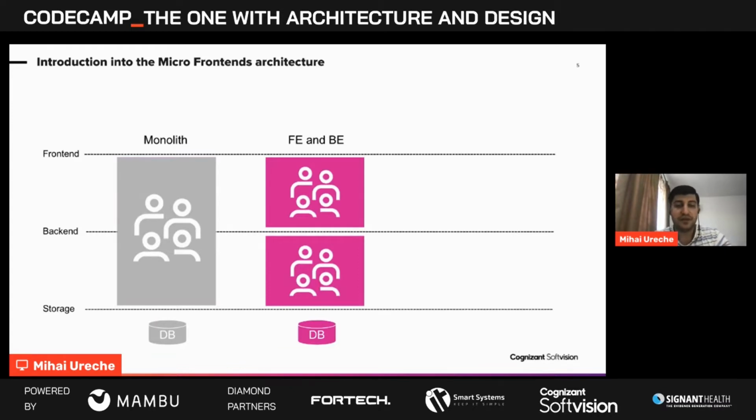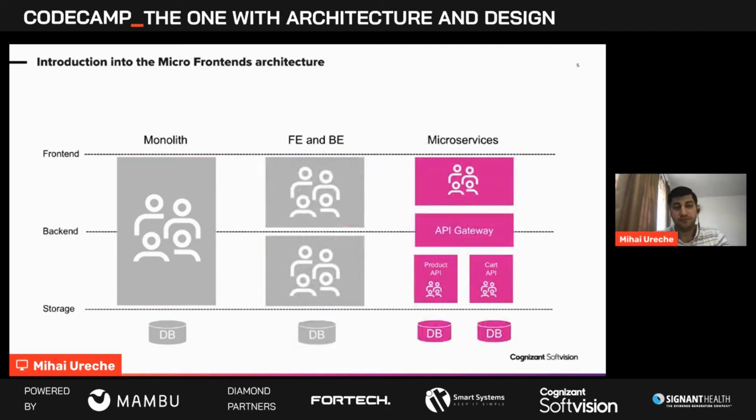Another reason was that over time the complexity of the backend increased, maybe because of business growth or because of the data that you need to process, and this became more complex for a single team, like the team that works with a monolith. That's why we needed two different teams.